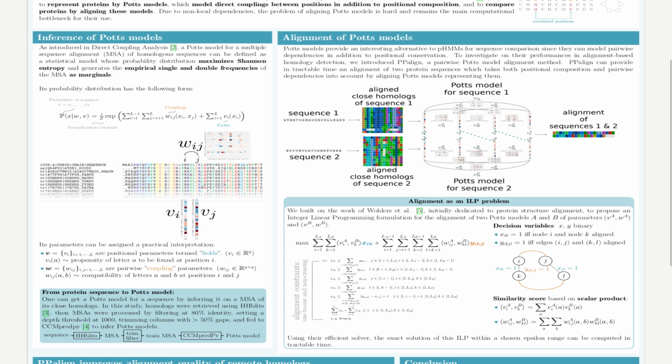Potts models have two types of parameters, field vectors and coupling matrices, which can be assigned a practical interpretation. Each field vector Vi represents the composition of column i in the multiple sequence alignment, where Vi of A reflects the propensity of letter A to be found at position i, and each coupling matrix Wij represents the compatibility of letters A and B to be found together, to co-occur, at positions i and j.